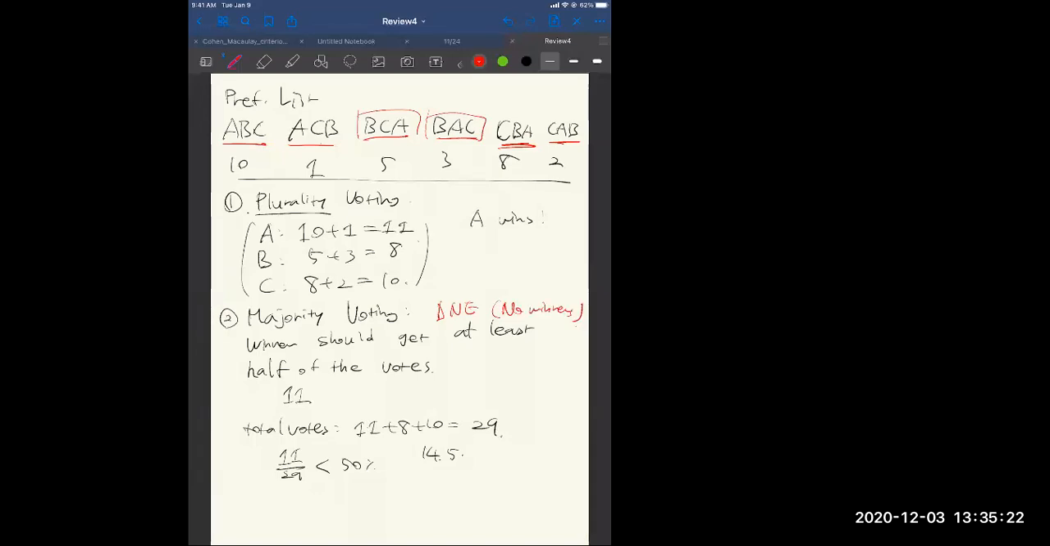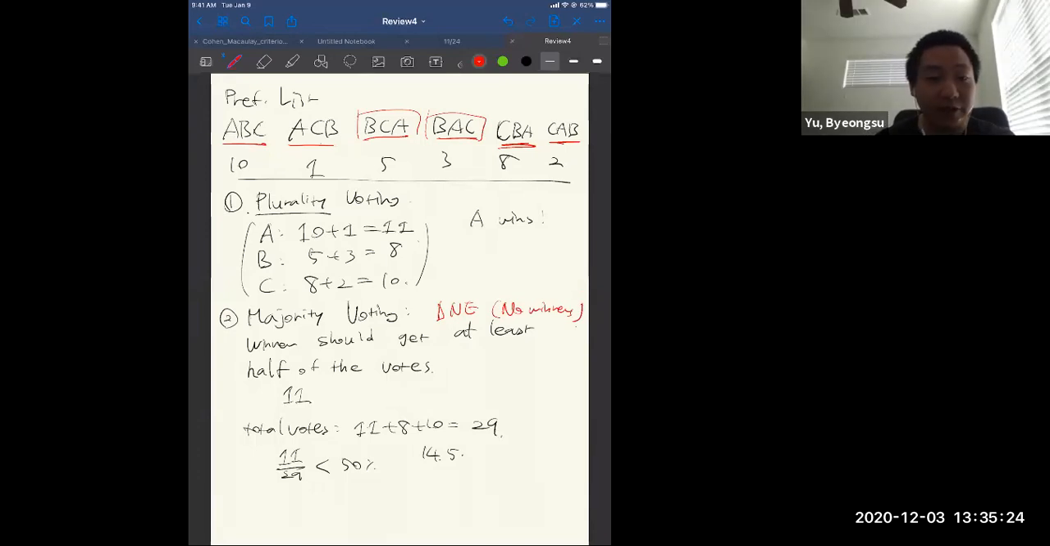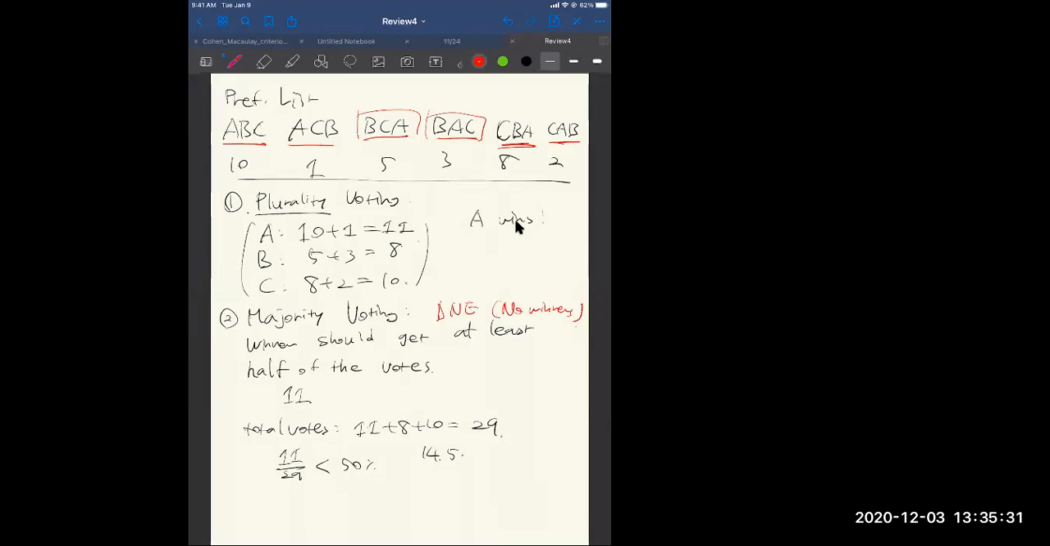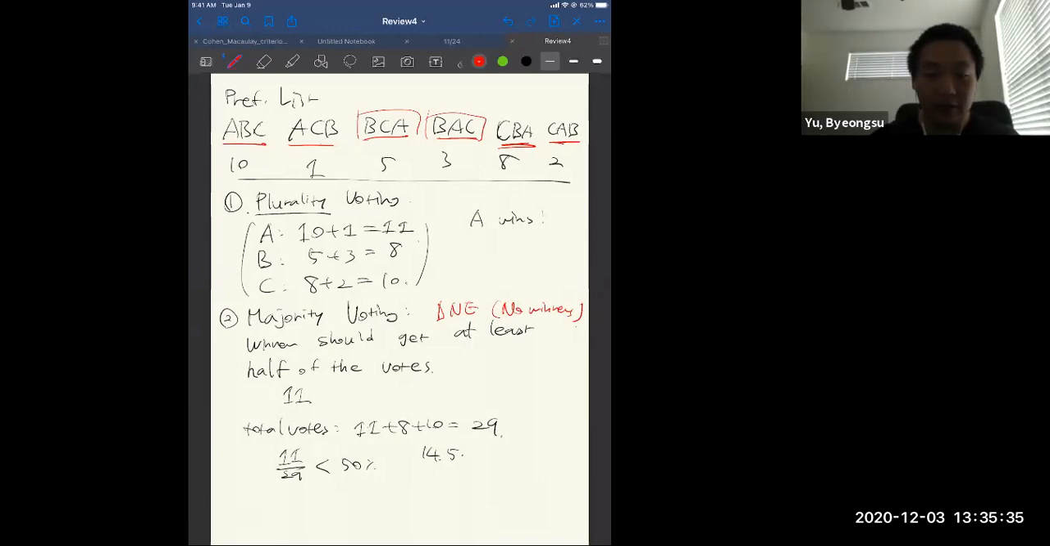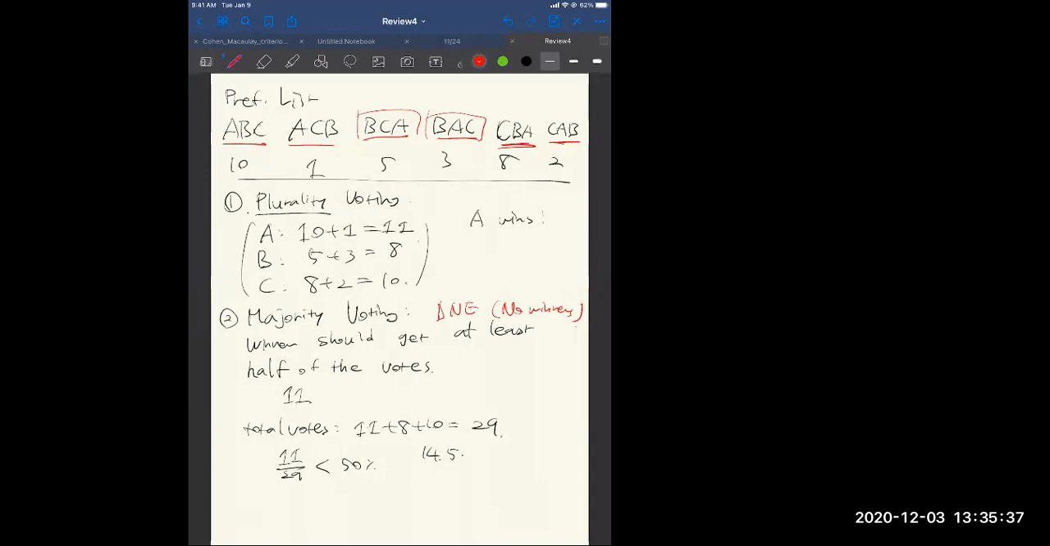Do you have any question on plurality voting and majority voting? I'm sorry, I missed this earlier from question 1. The winner of plurality, I put ABC and it was wrong.